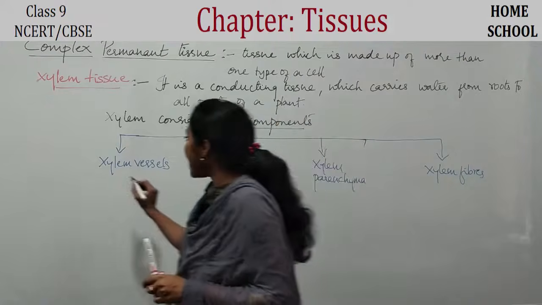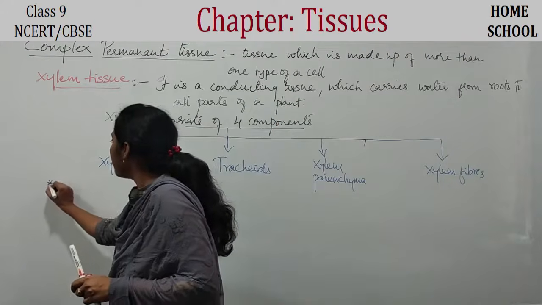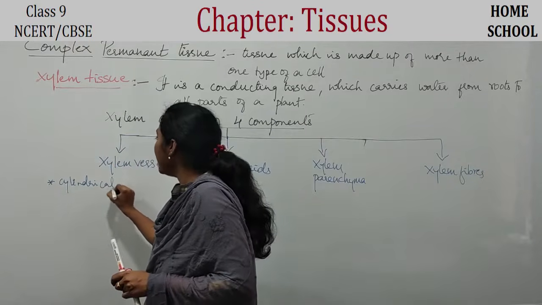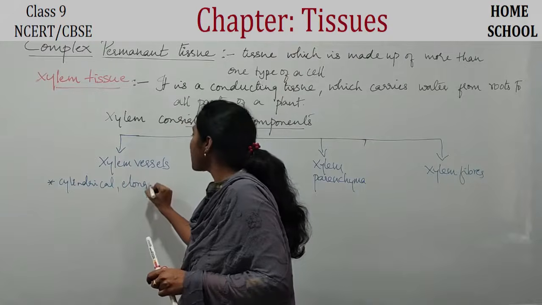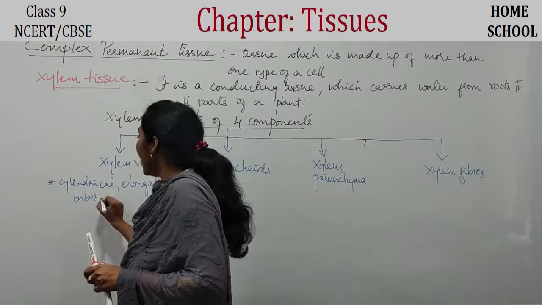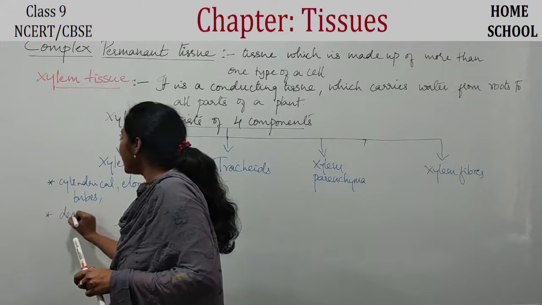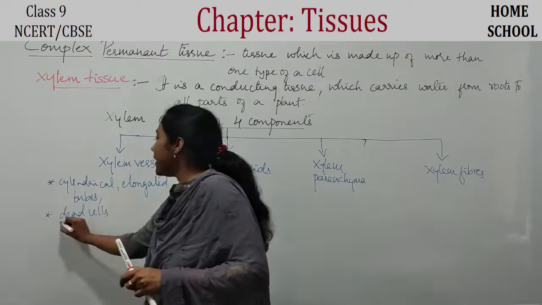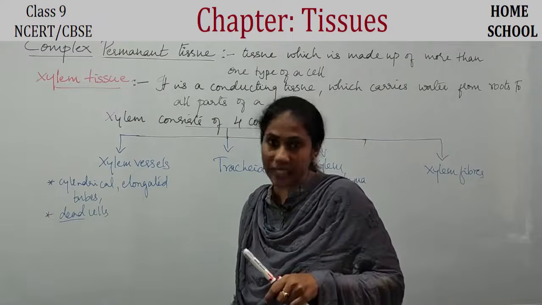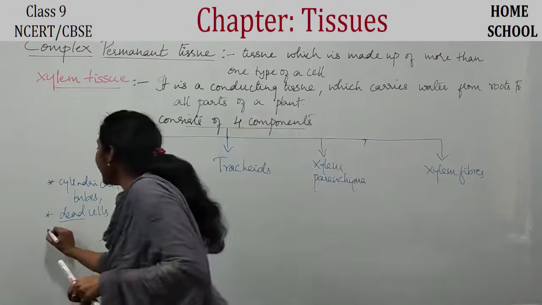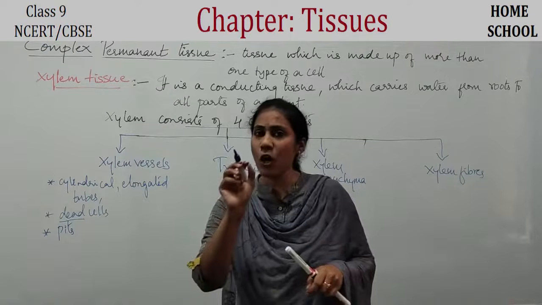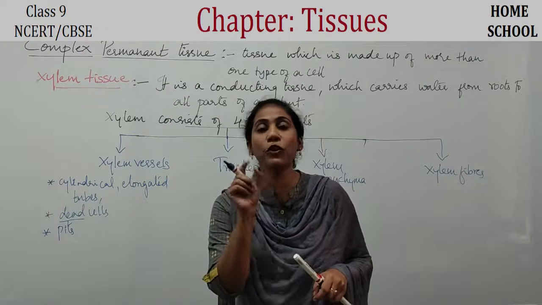You know, the xylem vessels are actually cylindrical, elongated tubes. Okay? And these guys are actually the dead cells. Remember, guys, xylem vessels are the dead cells. They are not living. Clear? And they usually have pits. Okay? There are small pits, in the sense very minute holes.